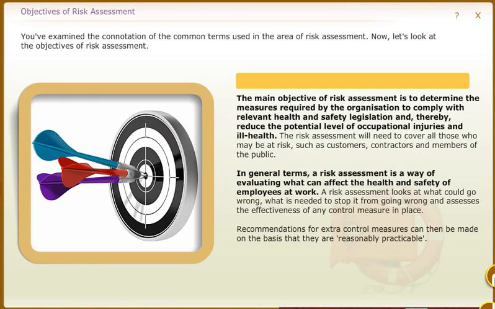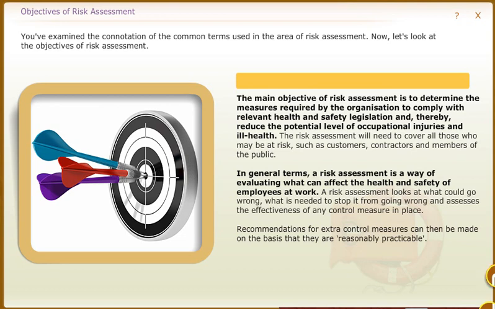You've examined the connotation of the common terms used in the area of risk assessment. Now, let's look at the objectives of risk assessment. The main objective of risk assessment is to determine the measures required by the organization to comply with relevant health and safety legislation and, thereby, reduce the potential level of occupational injuries and ill health.